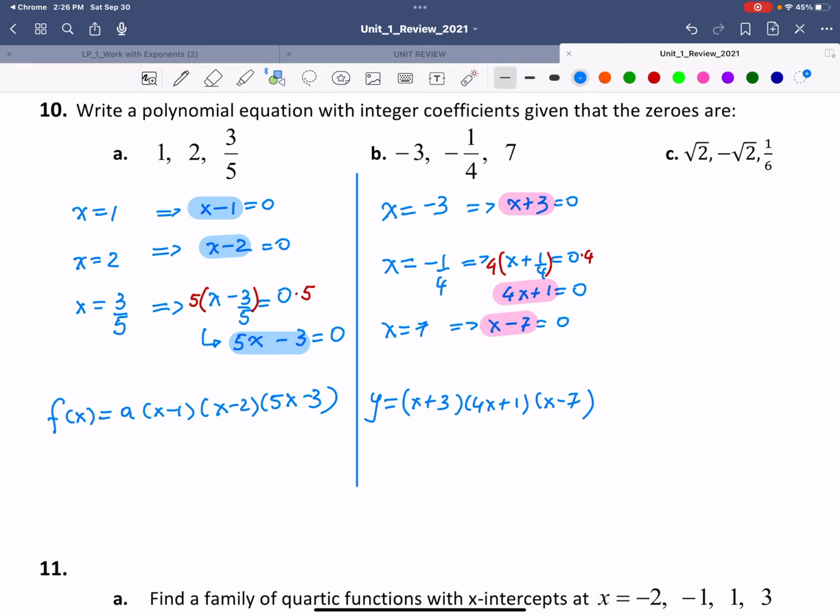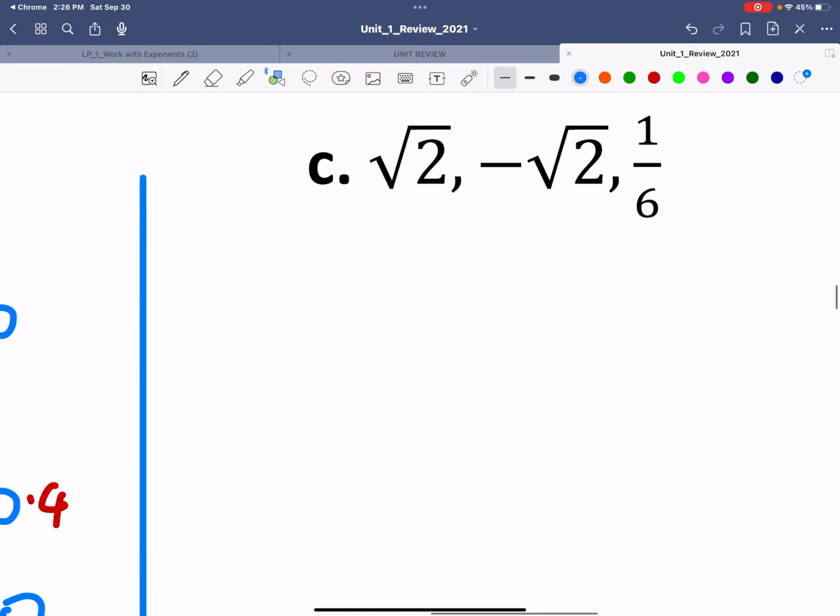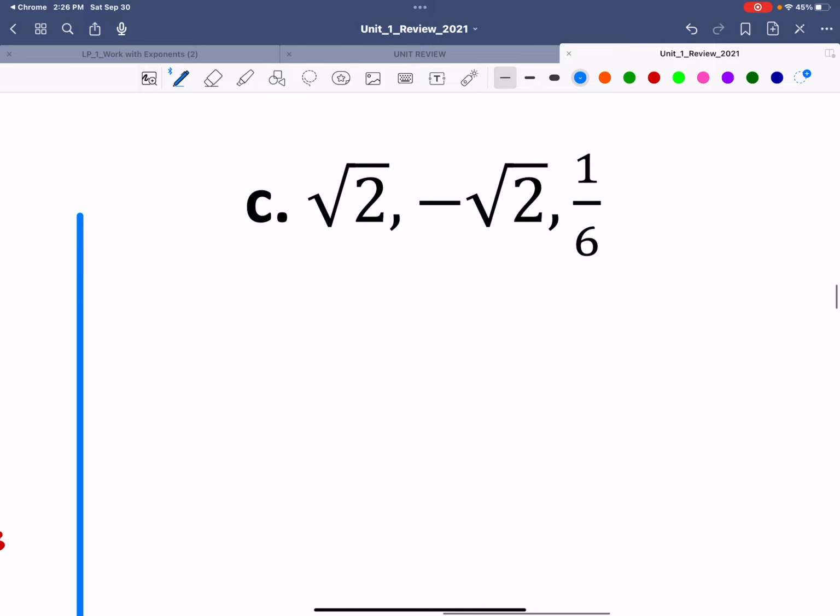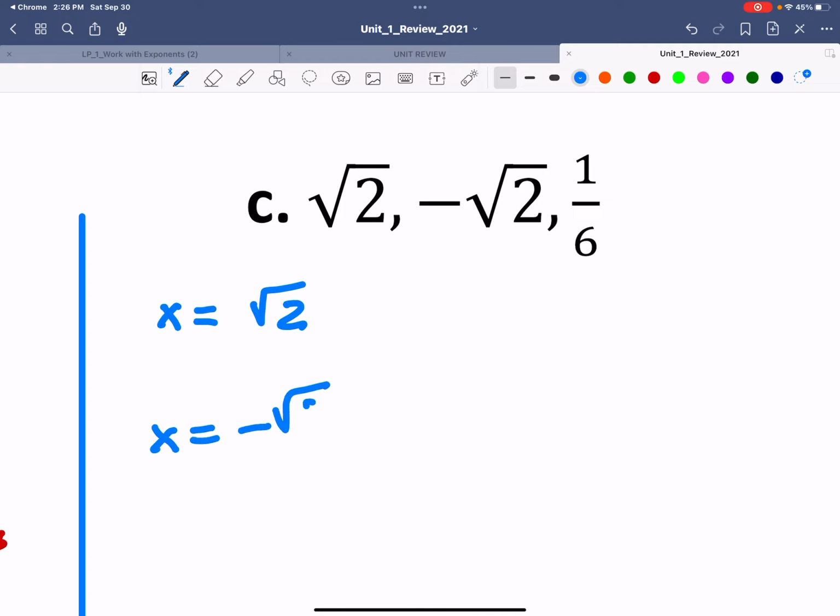Now we'll continue with the third example, and this is where things get a little bit more interesting. In this case, we are given that the roots are at x equals square root of 2 and x equals negative square root of 2. We are not surprised because, as you can see, these two roots are in radical form, and radical roots will always come in pairs as conjugates, or as conjugate pairs.